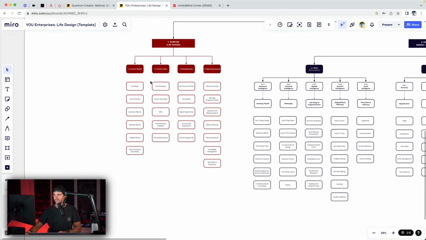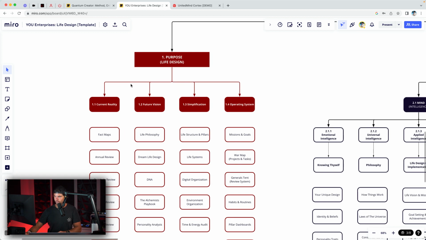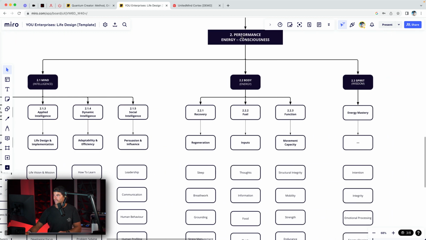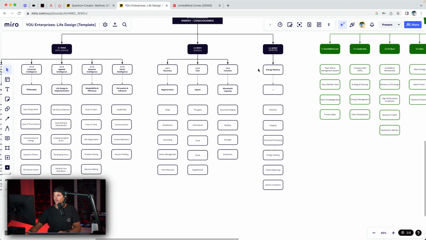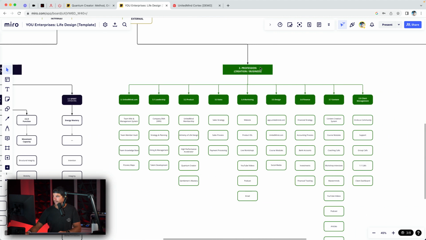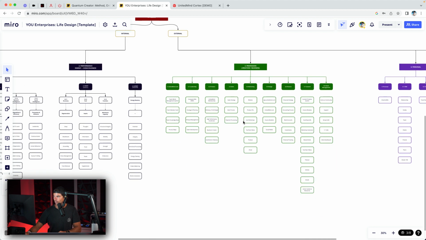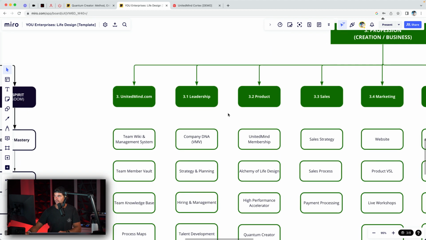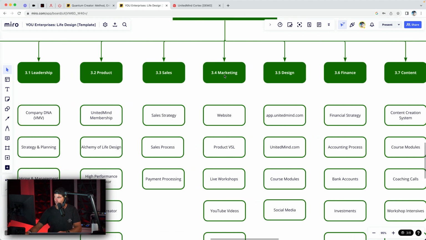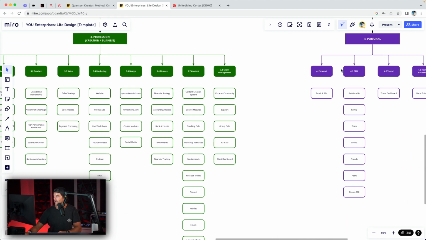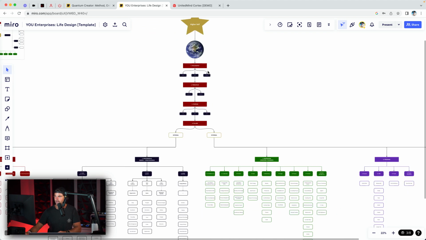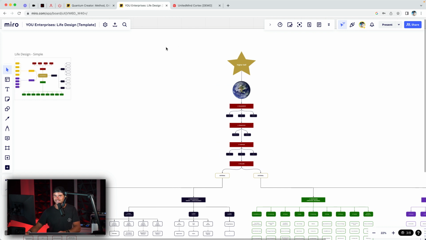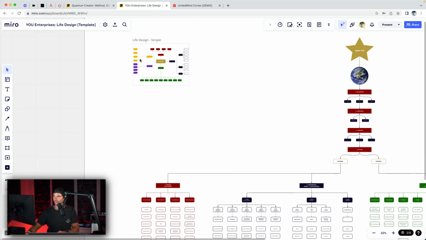And then I'm going to walk you into all of the details in a hierarchical fashion, where we're going to walk through all of the sub-pillars that make up, number one, your purpose and life design. Then we're going to go through the pillar of performance and looking at your mind, body, spirit, and what makes up all of those sub-pillars. And then we're going to look at your profession, which is your business, and look at what actually goes into your business, across leadership, product, sales, marketing, design, finance, content, client management. Then we're going to go into your personal life, and then I'm going to show you how I organize additional hobbies and things like that, and break them down into their individual parts so I can understand them in great detail.